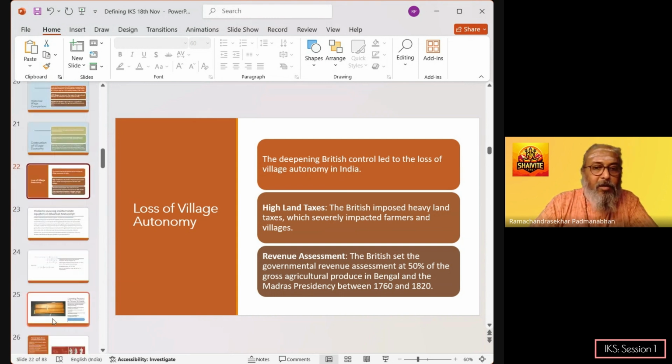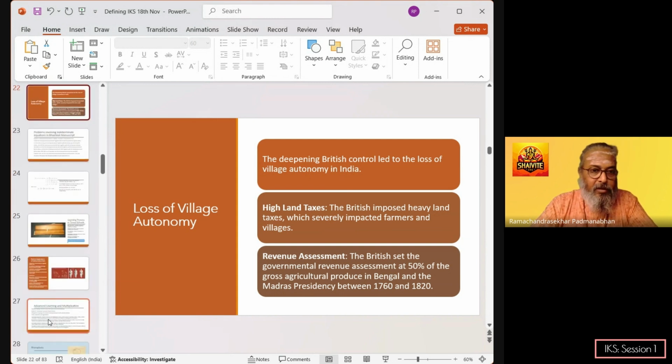So we will see more about the Indian knowledge systems in the upcoming session. If you have any questions, I shall try to answer now.